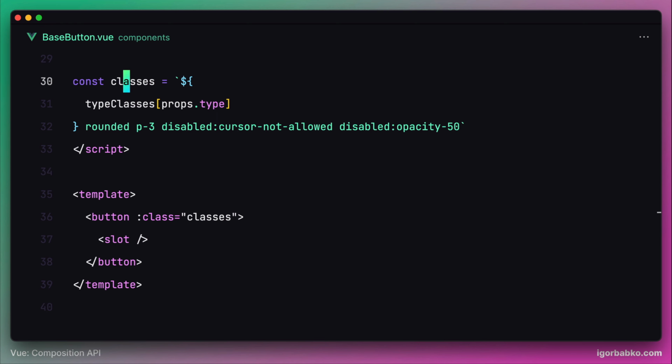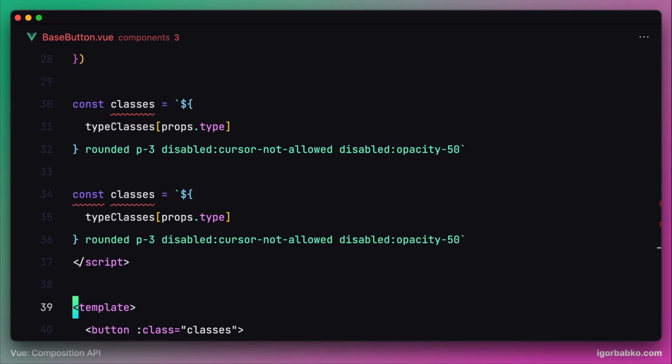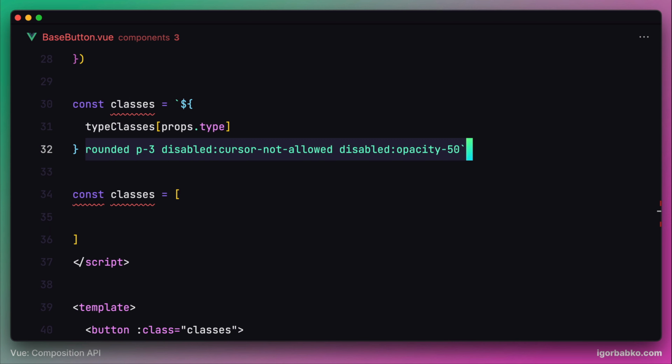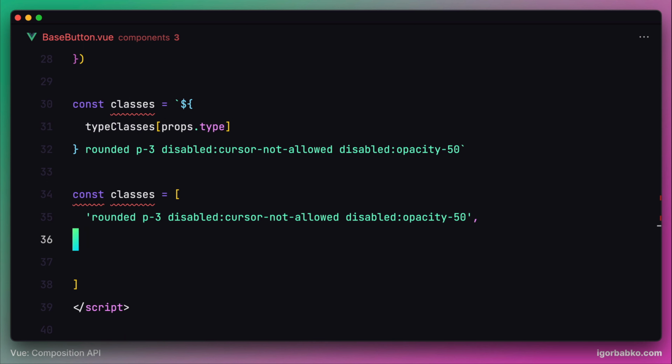And now let's refactor these constant classes. I actually prefer using an array for this. So let's just turn this whole expression into an array where the first element will hold the list of all the classes which need to be assigned to the root element of this component. And as a second element, we're gonna use the dynamic class, just like before. But in my opinion, this array notation is a little bit more readable.